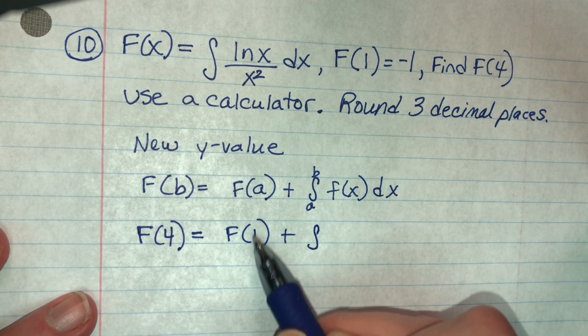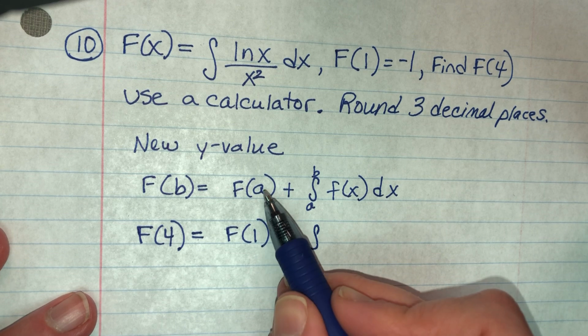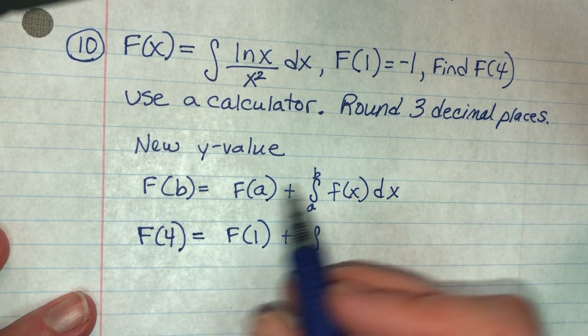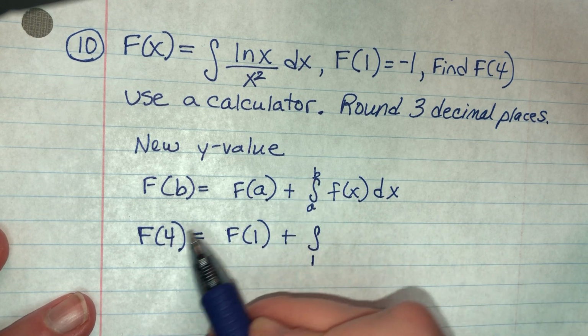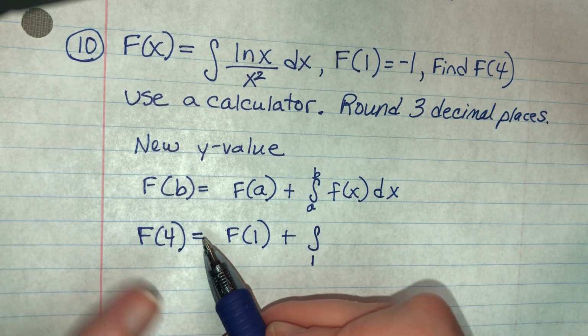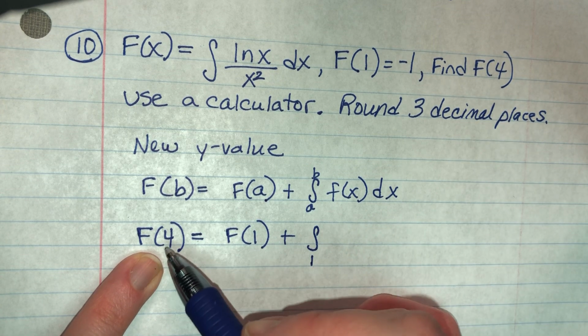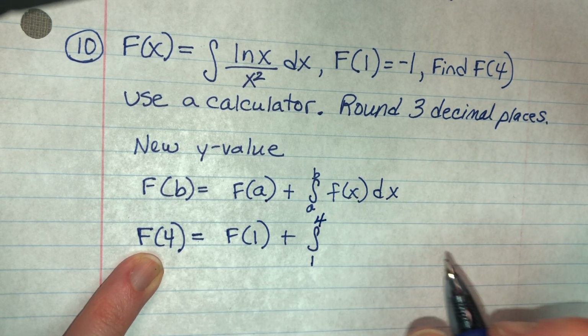your a is this number of the given function value, so we'll put 1 down here. And your b is the value that you're trying to find the function evaluated at. So the 4 goes up here.